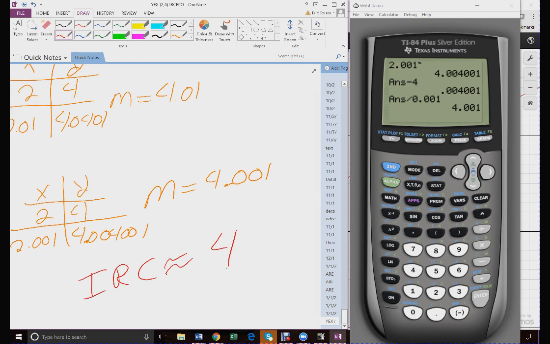So again, I wasn't using a lot of technology, just tables, just calculating y2 minus y1 over x2 minus x1. I was just making my points closer and closer together so that we're now better estimating our instantaneous rate of change.